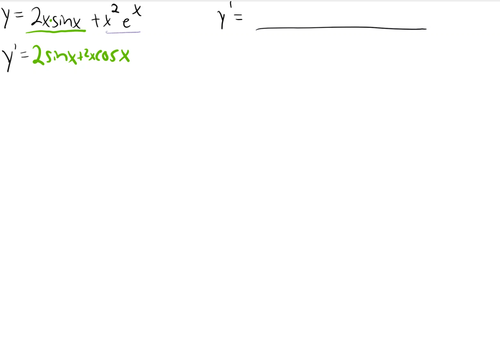And then I'm going to use the product rule again over here because I've got x squared times e to the x. This plus sign is going to be that plus sign. Alright, so same rule. Derivative of the first times the second plus the derivative of the second times the first.